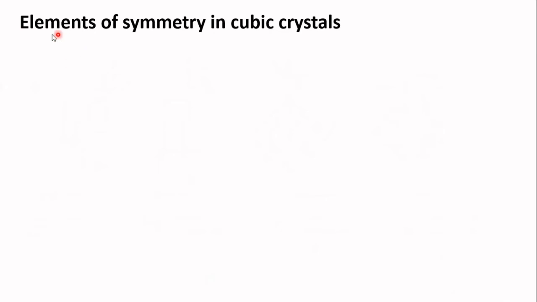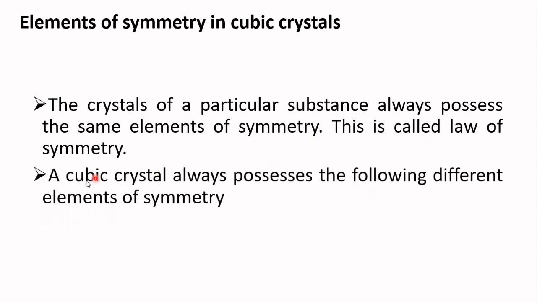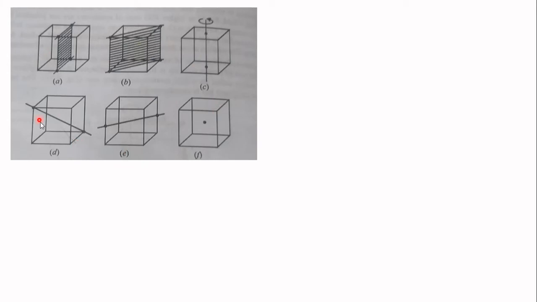Now consider the elements of symmetry in a cubic crystal. That means we have to calculate the number of elements of symmetry present in a cubic crystal. So you just try to understand this point. The crystals of a particular substance always possess the same elements of symmetry. This is what we call the law of symmetry. A cubic crystal always possesses the following different elements of symmetry. Here I am taking the possible elements of symmetry present in a cubic system or a cubic crystal. So let us count them.